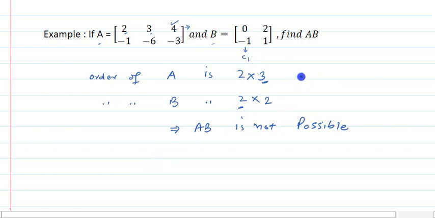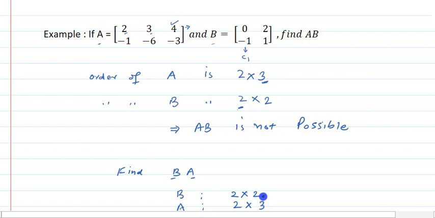Now let me try to find out BA. Let me change the question, and the question is find BA. So we need to write B at the first position and A at the second position. Now the order of B is 2 by 2 and the order of A is 2 by 3.